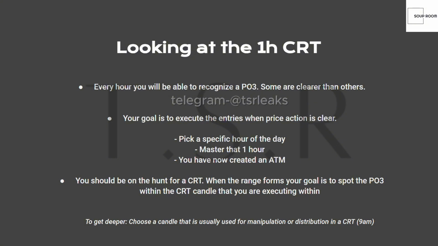You should be on the hunt for a CRT. When the range forms, your goal is to spot the power of 3 within the CRT candle that you are executing within. What does this mean? This means once you find a CRT, whether that be on a 4-hour time frame or a 1-hour time frame, in this example, we are talking about the 1 hour.